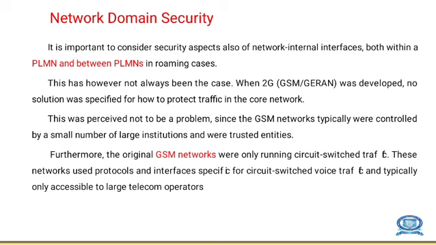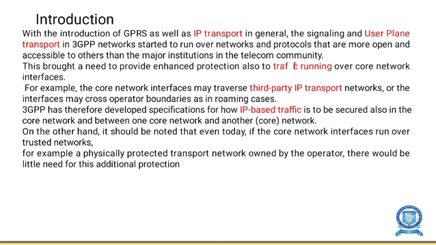When 2G was developed, no specific solution was provided to protect the traffic. But this was not perceived as a problem, since GSM networks were typically controlled by a small number of large, trusted institutions. Further, the original GSM networks only ran circuit switched traffic. These networks use protocols and interfaces specific to circuit switched voice traffic, typically accessible only to large telecom operators.